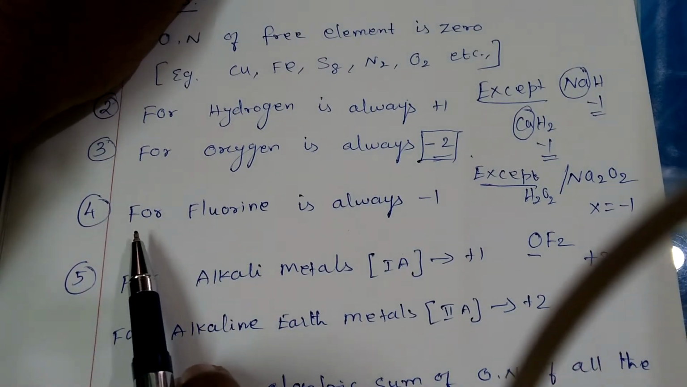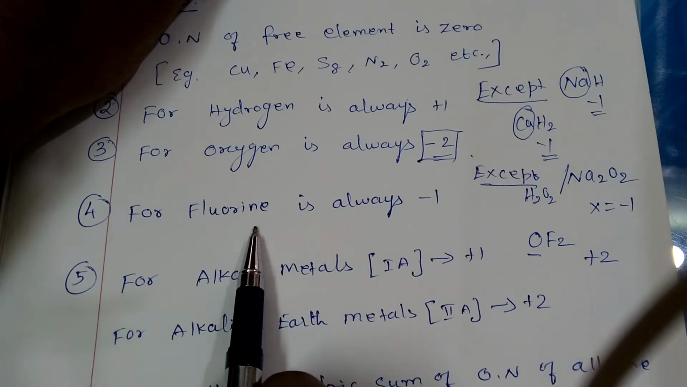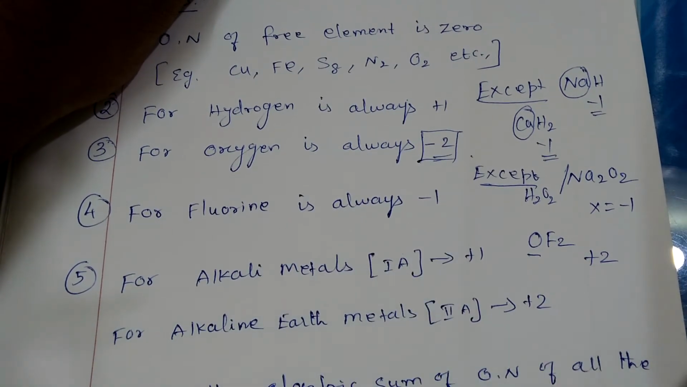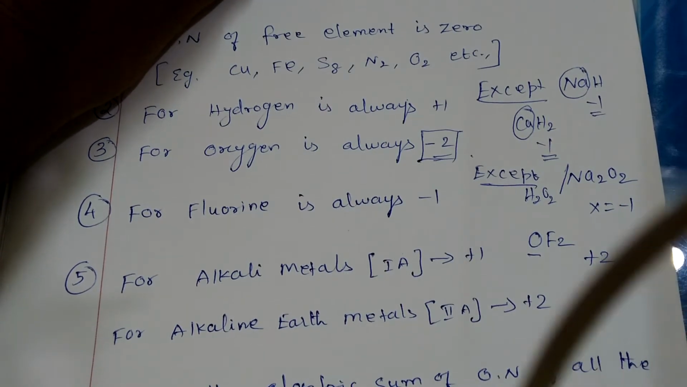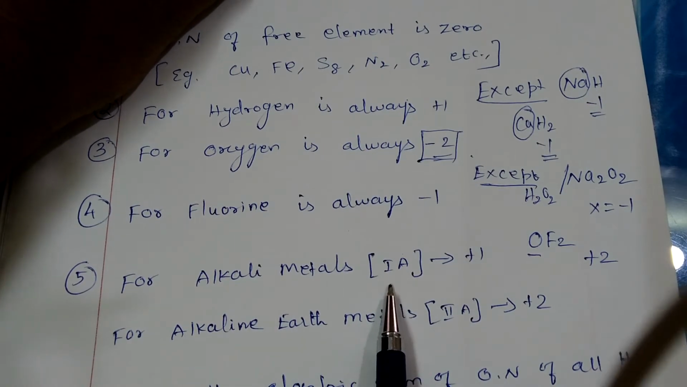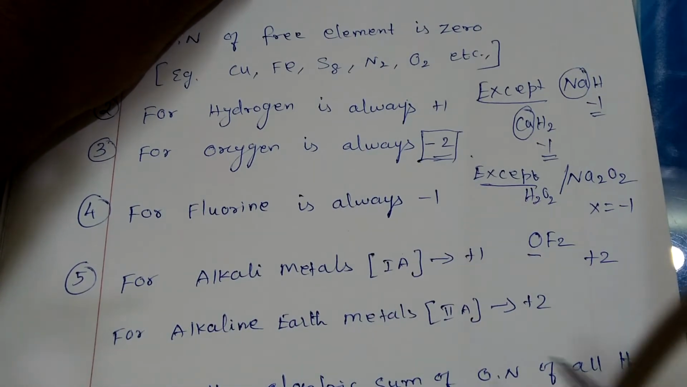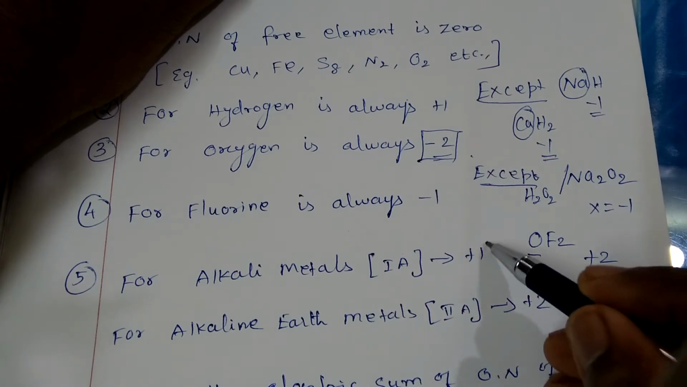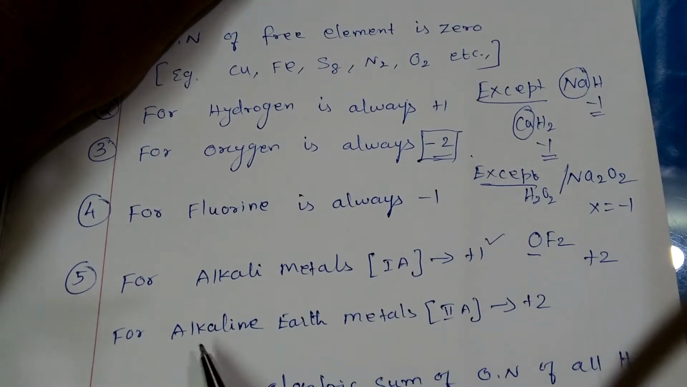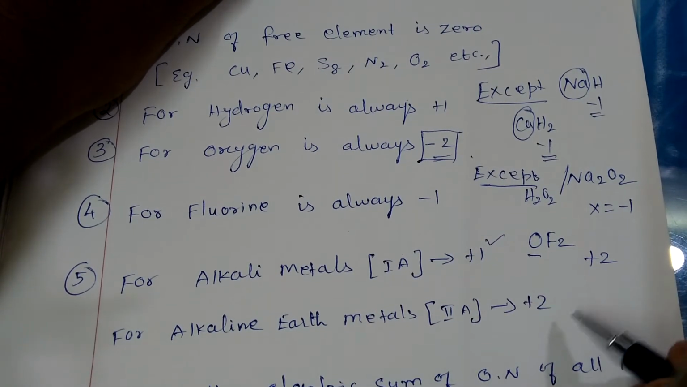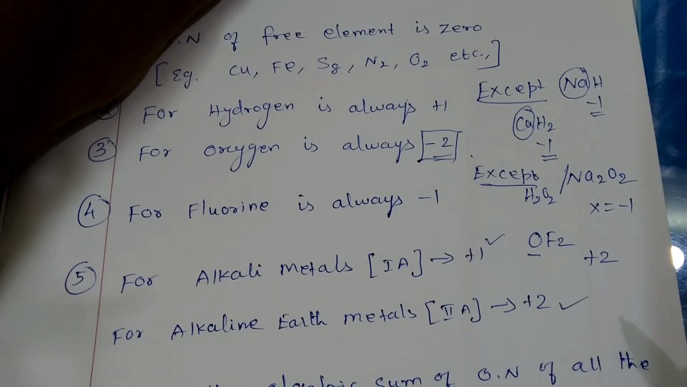Now let's move to the next point. The oxidation number of fluorine is always -1, as you know fluorine is the most electronegative element in the periodic table. For alkali metals, also called 1A, the first group metals, the oxidation number is always +1. In the same way, for alkaline earth metals, the second group metals, the oxidation number is always +2.